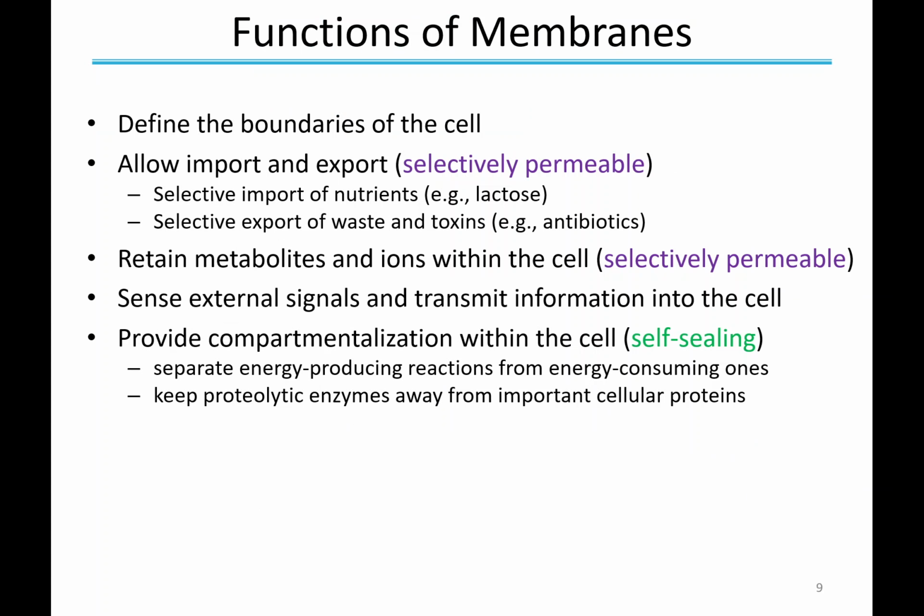Functions of membranes. Well, first and foremost, it defines the boundary of the cell. The outside plasma membrane gives the cell its shape and its boundaries. They also allow the import and export, and that goes back to that property of being selectively permeable. They can selectively import things like nutrients that you need to get into the cell, and you can selectively export things like waste products from metabolic pathways, and also toxins.